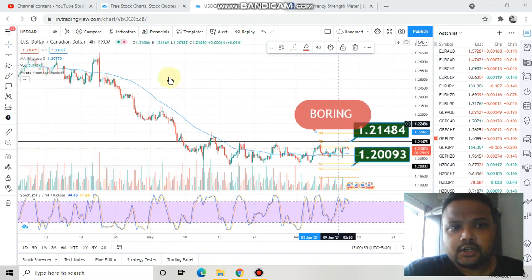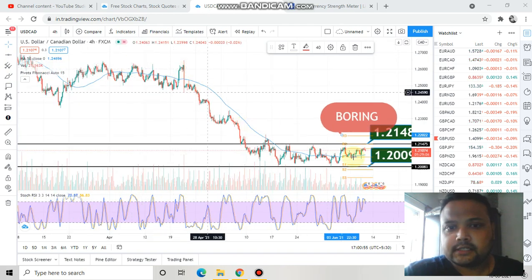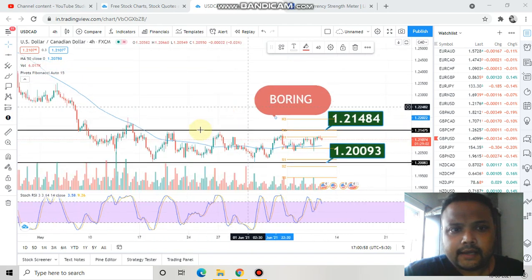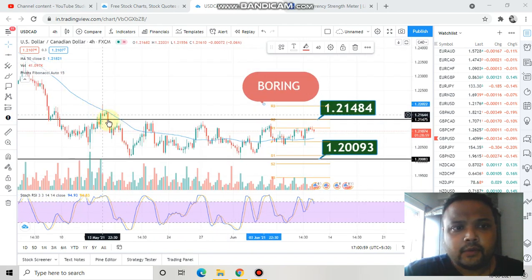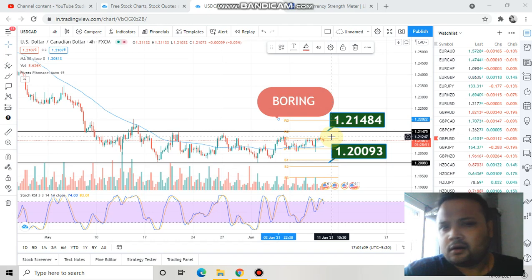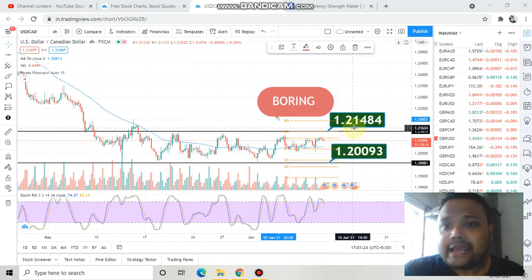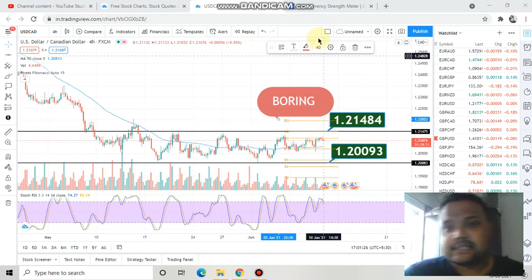If you look at the chart, we can see that overall market is in downtrend. There is no doubt about it. But if we look at this particular portion here, we can easily see that after this big fall, market is trading in a tight range right now. We have 1.2009 on the downside as the support, whereas 1.2148 on the upside as the resistance.